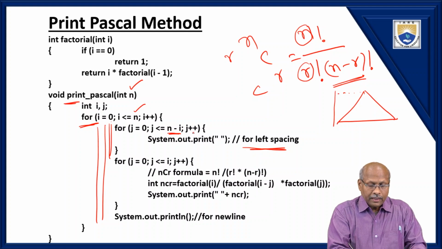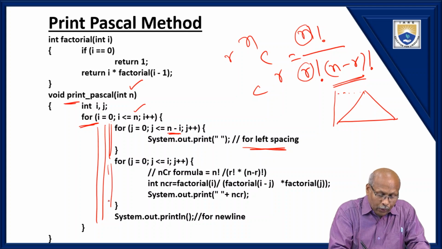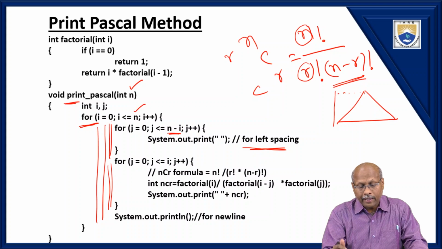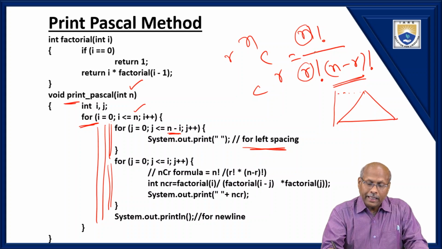So that many spaces are printing. And then this particular loop, because after printing the space, I should print the NCR value. That means n factorial by r factorial into n minus r factorial.